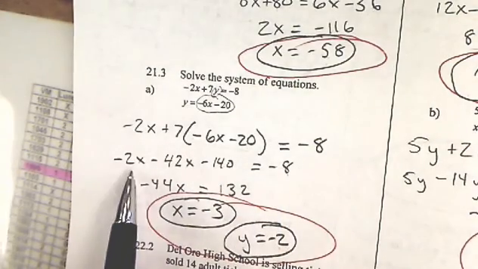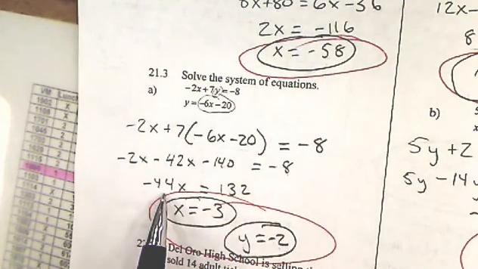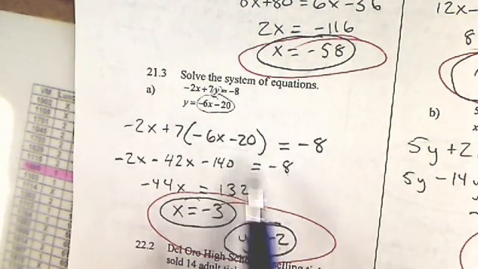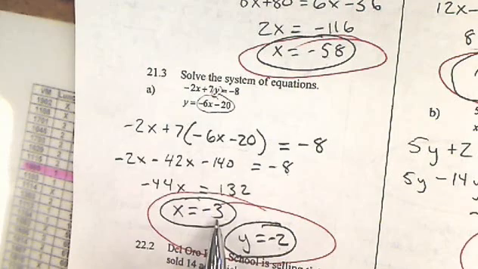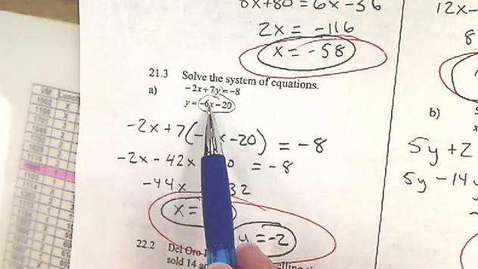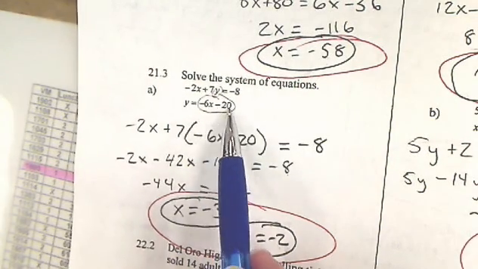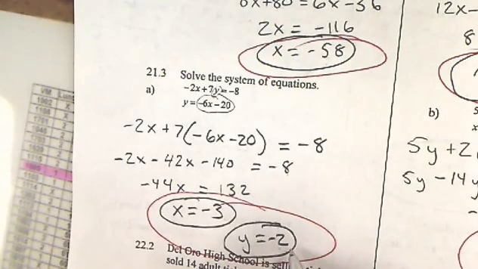Distribute. It gives me a negative 44x. And add 140 to both sides. Divide, and you get the negative 3. Plug the negative 3 in, you get positive 18 minus 20 is a big fat negative 2.